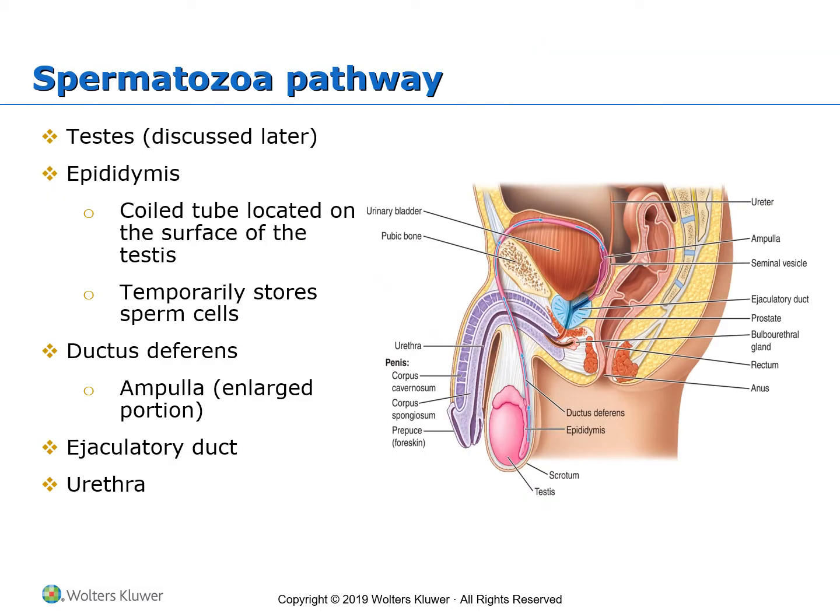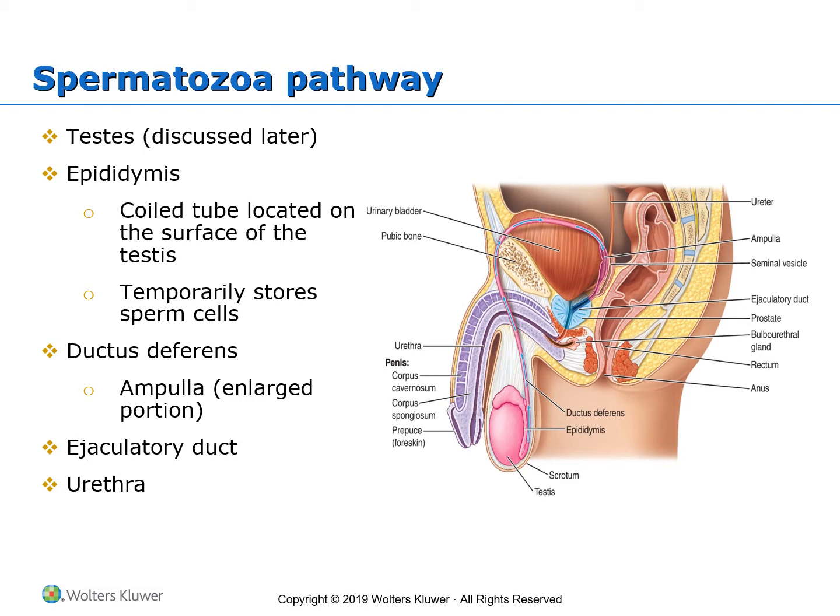We'll describe now the accessory organs, and we'll start by describing the spermatozoa pathways. Definitely, the process starts at the level of the testis, and we'll discuss in detail the structure and the function of the testis. But let's put it aside for a second.